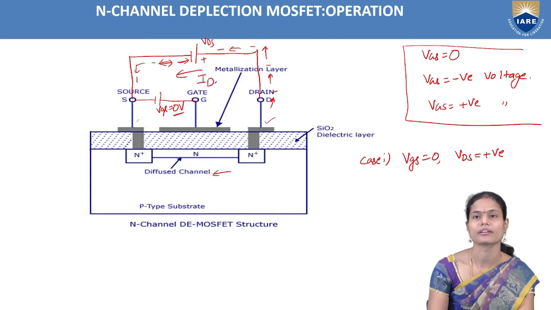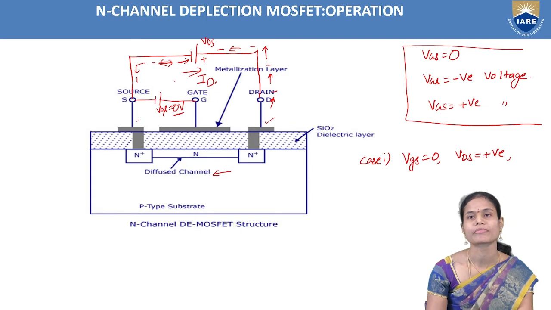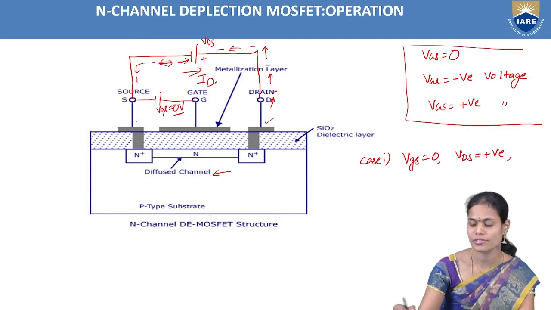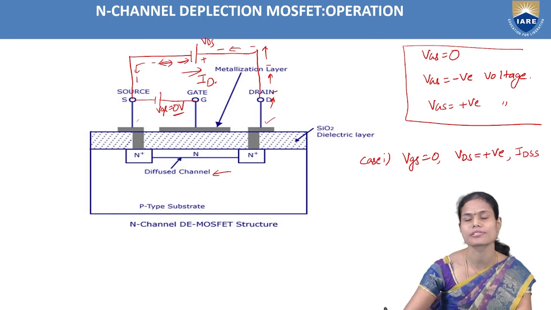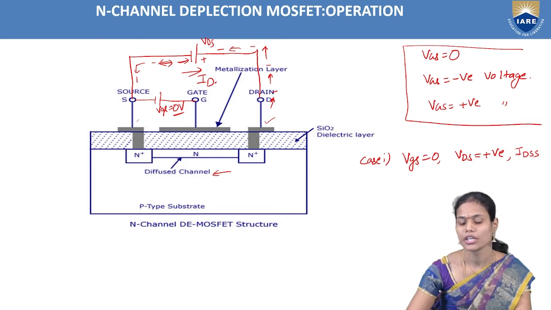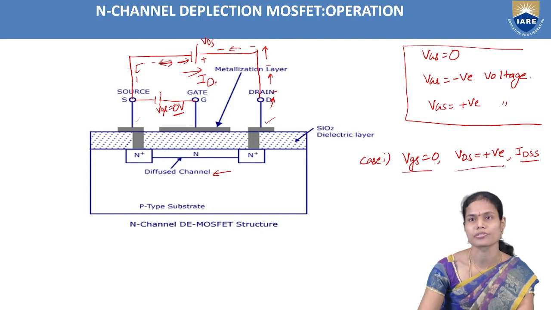so ID current will be flowing in the device. The current direction is opposite to the electron direction, so the current direction is in this way. So in this situation we get IDSS, that is a constant drain current. If we increase the drain to source voltage also, we will get the constant current IDSS, when VGS is equal to 0 and VDS is positive.